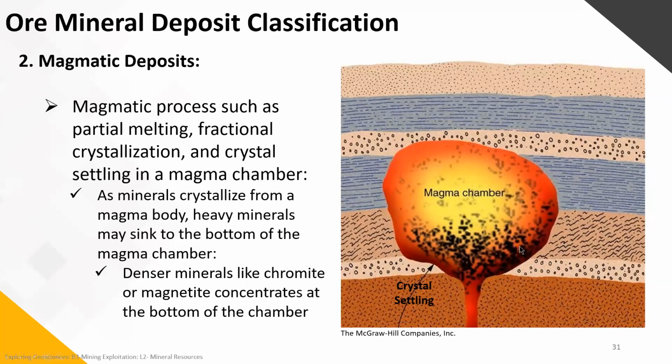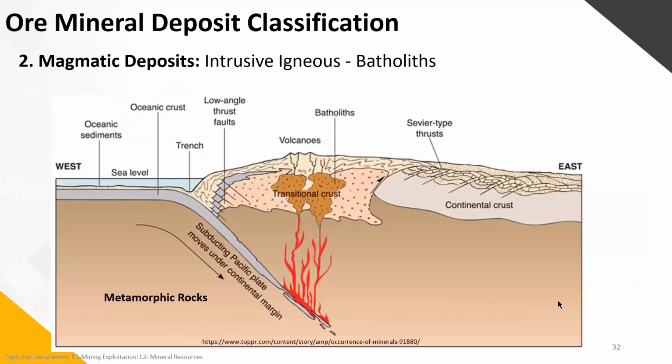So when we sample in the field and we have samples richer in magnetite or chromite or iron, we know exactly where we are within our magmatic chamber. So the magmatic deposits here from intrusive igneous and batholiths, we see these molten hot fluids going up, forming a new magmatic chamber, and within this magmatic chamber will be maybe a new deposit depending on the material that was taken through the canalizing fluids.